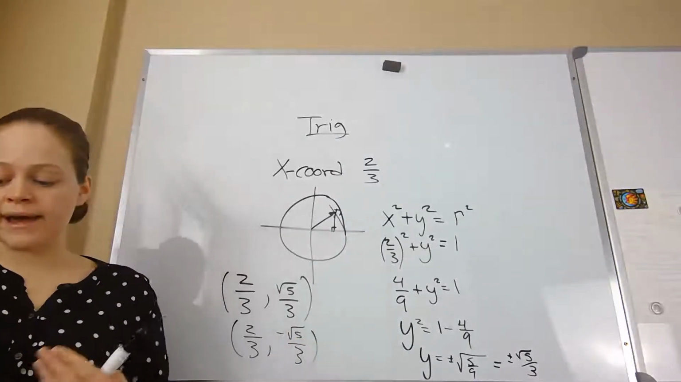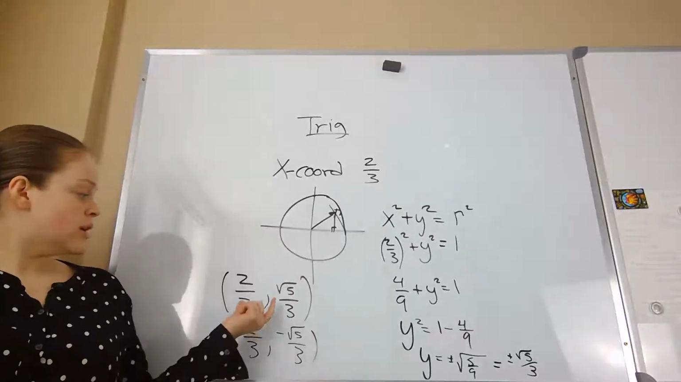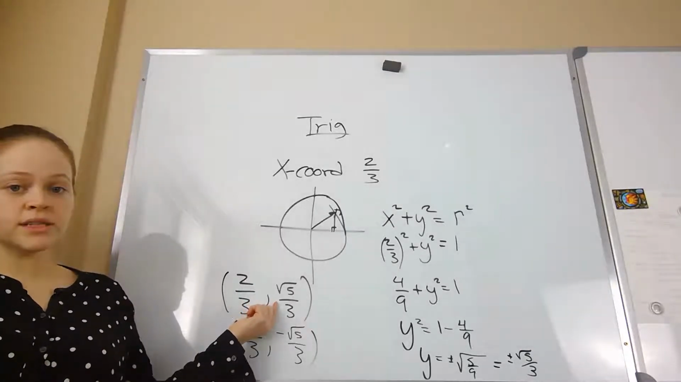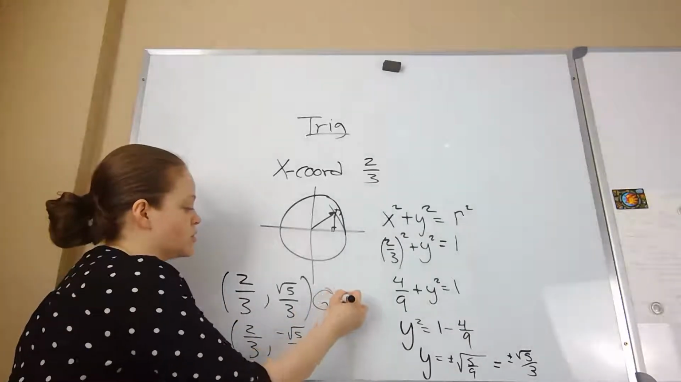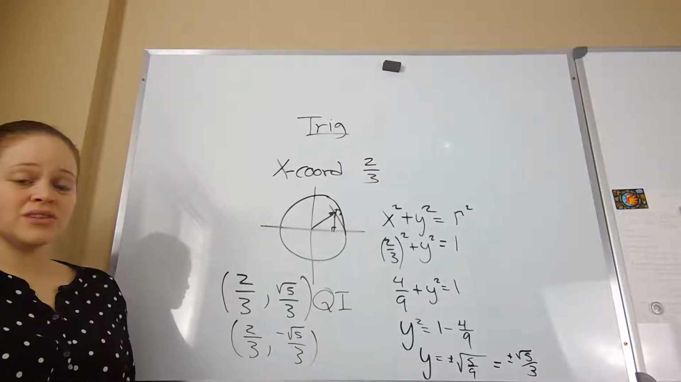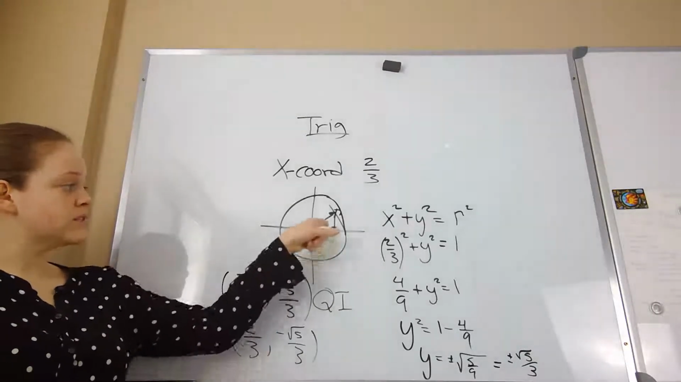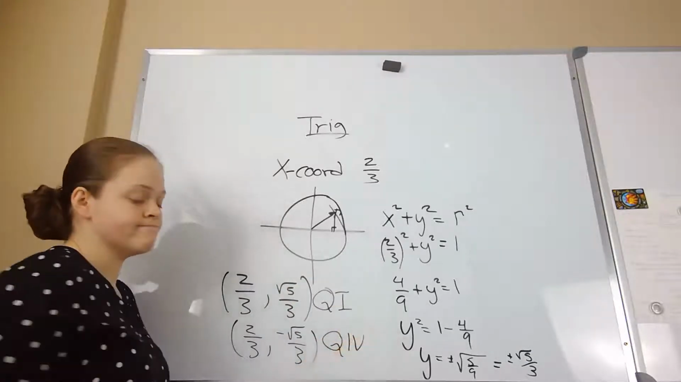Some teachers may ask for what quadrants will that be in. So if we look at this, where is x and y positive? Quadrant 1. So this would be your quadrant 1. Where is x positive and y negative? So x is positive, y is negative. That's quadrant 4. There you go.